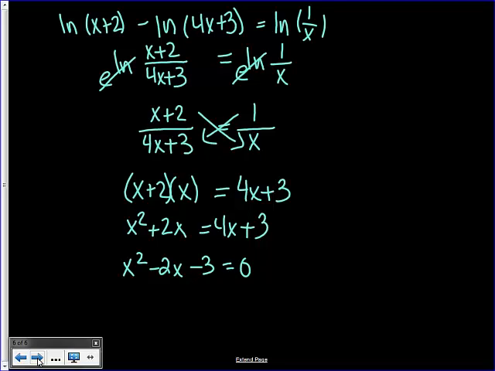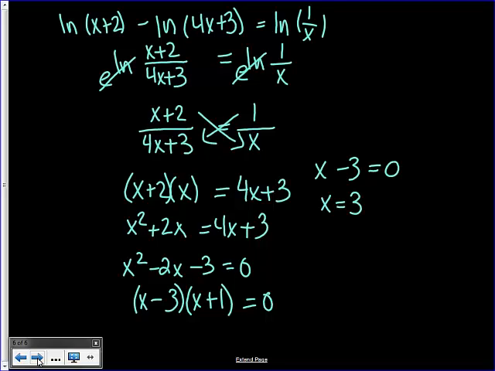Factors of negative 3 that add to negative 2. X minus 3, x plus 1. Set both of those equal to 0. X minus 3 equals 0, so x equals 3. And then x plus 1 equals 0, x equals negative 1. X, again, since we're solving for logs, x cannot be negative.